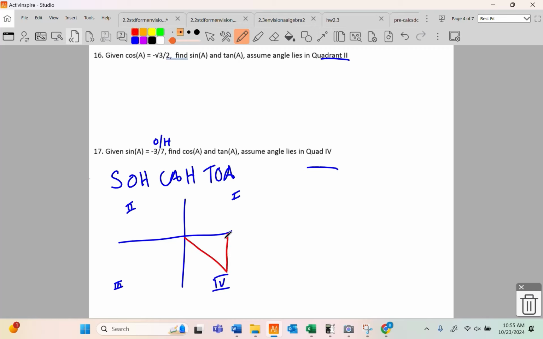It's going to be a right triangle. The angle is always in the corner by the origin. And then I'm going to set it up. Opposite is a -3, which makes sense because this triangle has fallen. And the hypotenuse is 7.